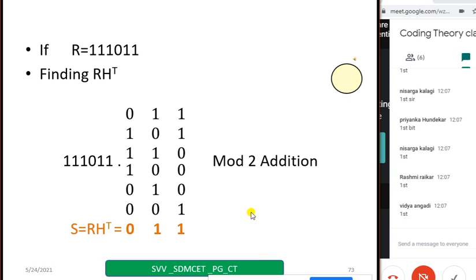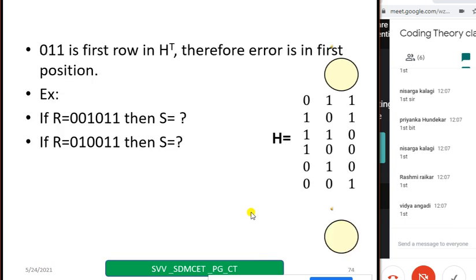Now let us go to the next. 00011 is the first row in H transpose. Therefore error is in the first position. Now let us repeat. If R equal to this, what is the S? All of you know the H, and just multiply R into H transpose.